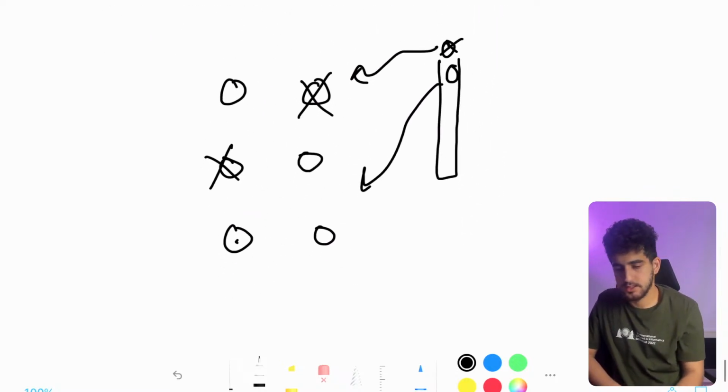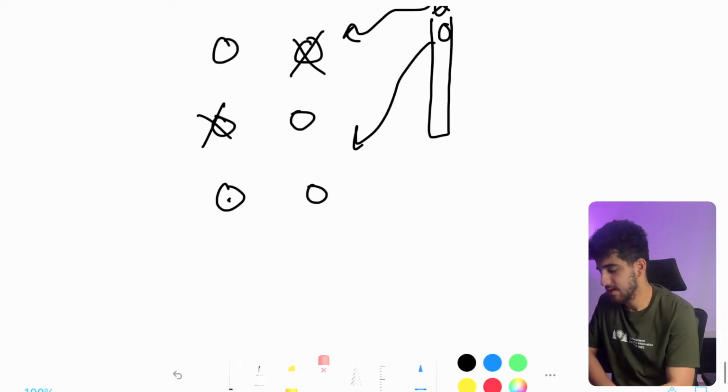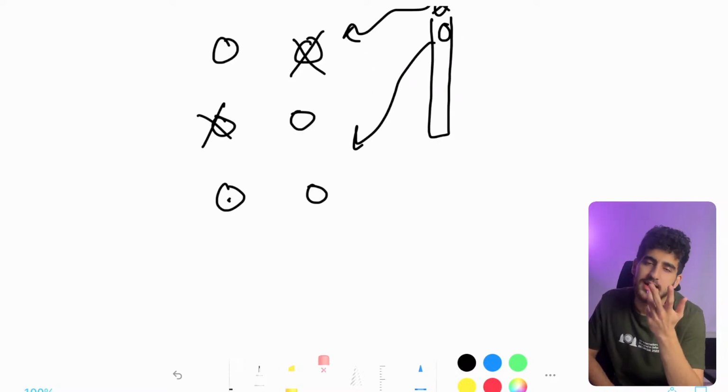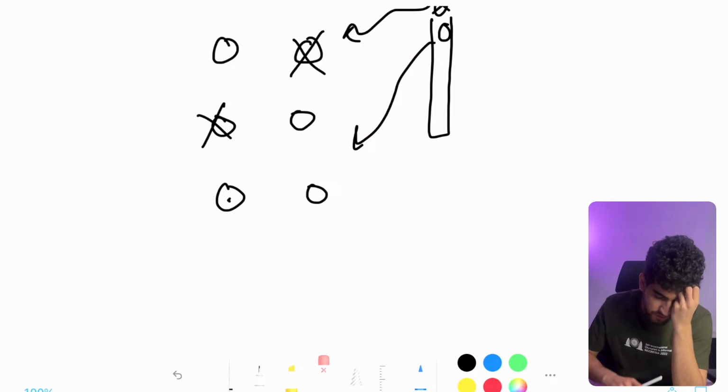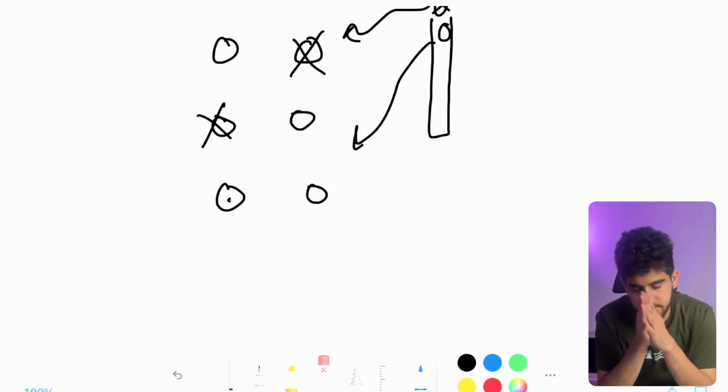So, what can we say about it? Well, what are the states that we can have in each turn? How can we define some states on this problem? Let's do some brainstorming. What do you guys think? How can we define some states in this problem?